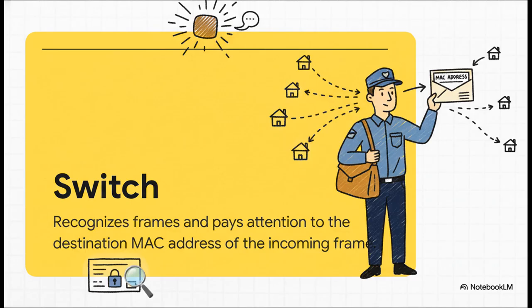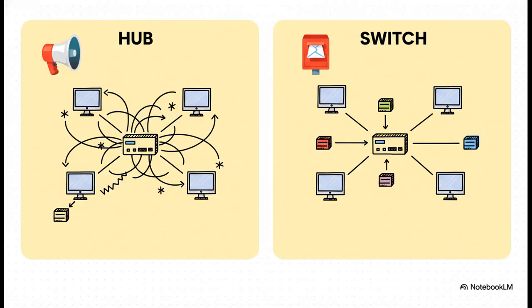You see, unlike that shouting hub, a switch acts more like a clever postal worker. It actually looks at each data packet and it reads the specific destination address. That's called a MAC address, by the way. It's a unique ID every network device has. Then it creates a direct private line to send that packet only to where it's supposed to go. The difference is just massive.